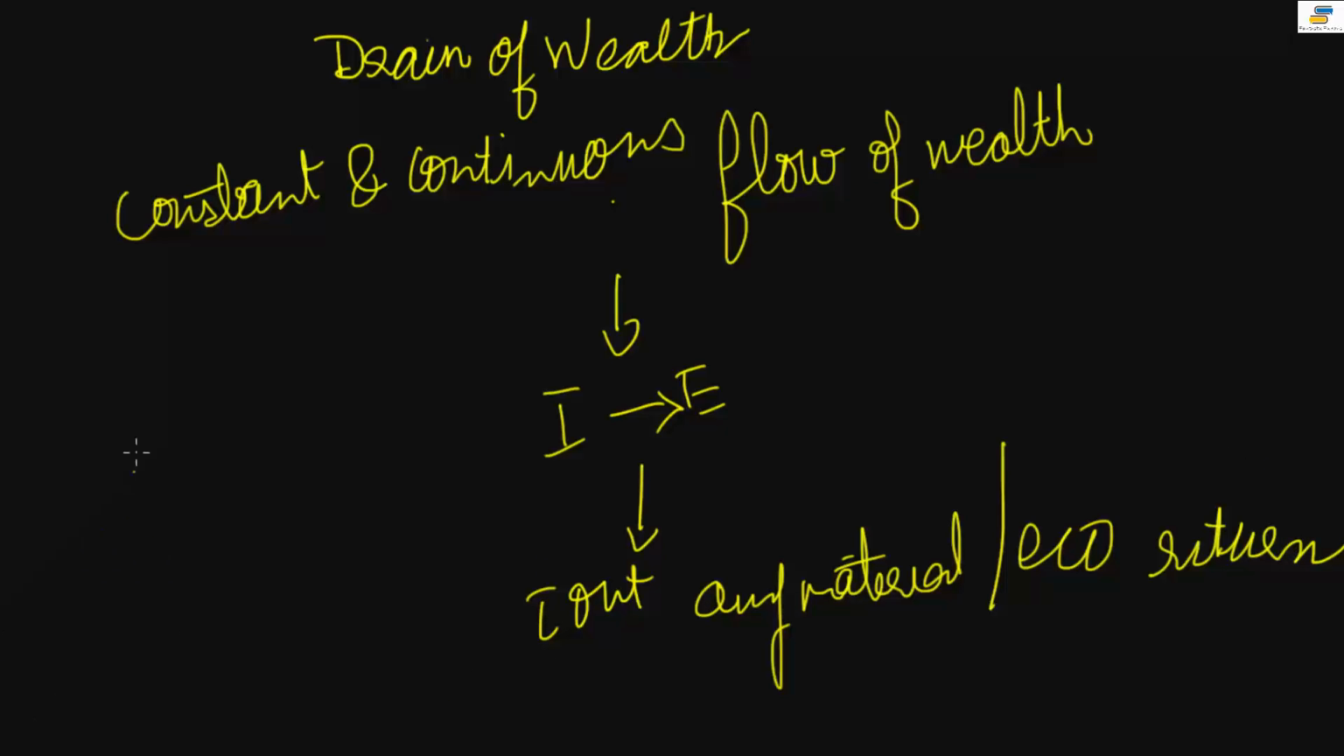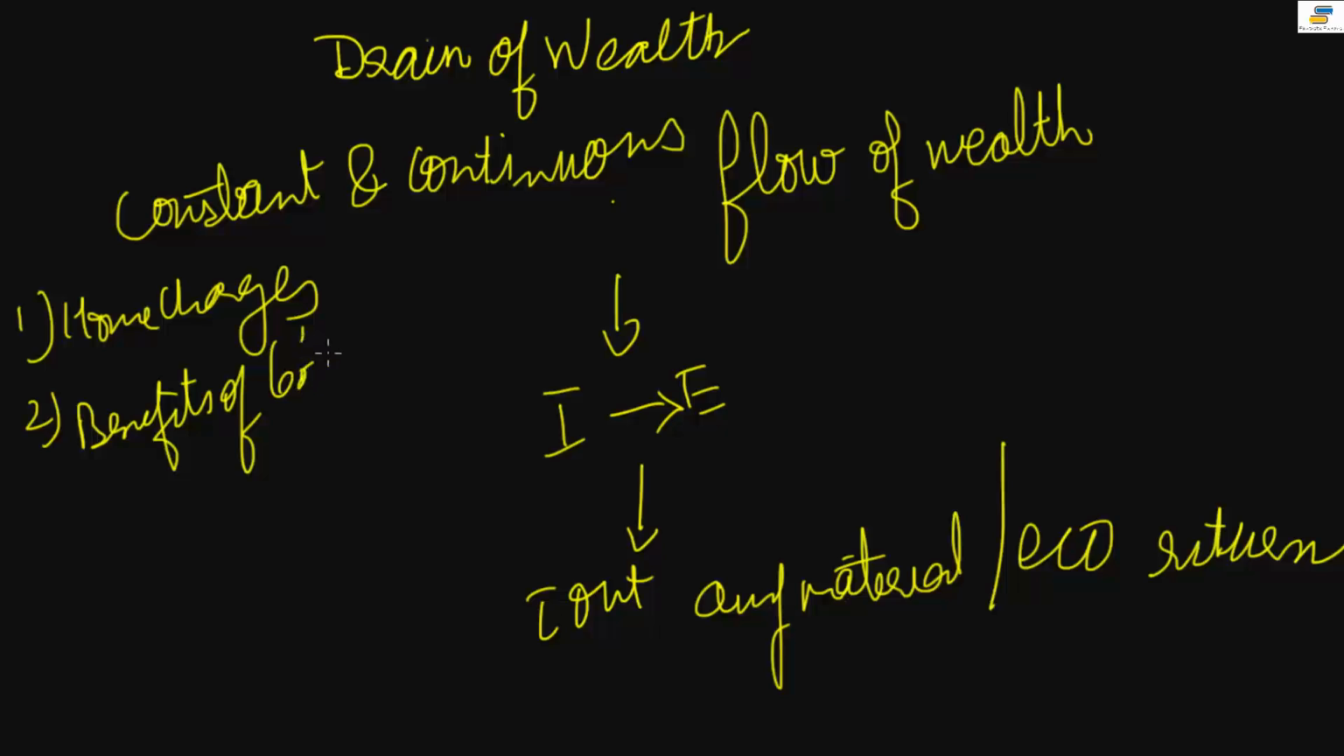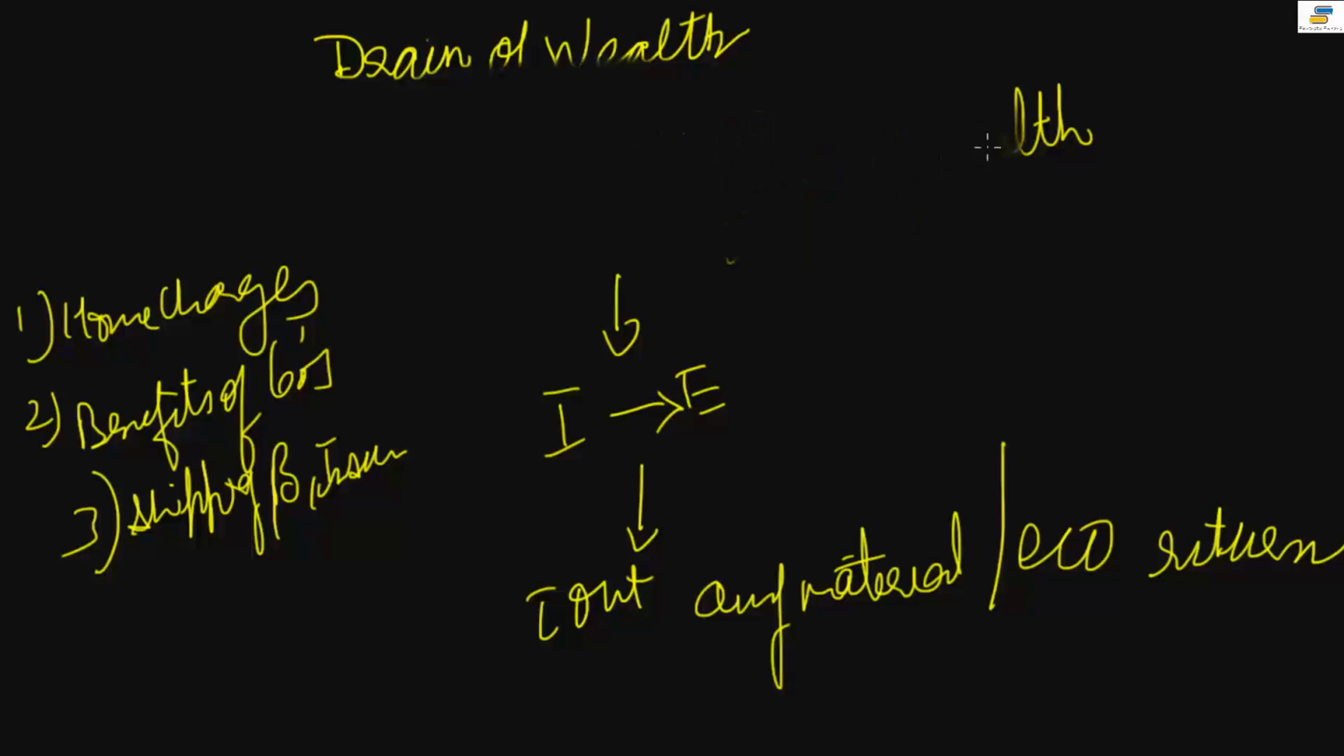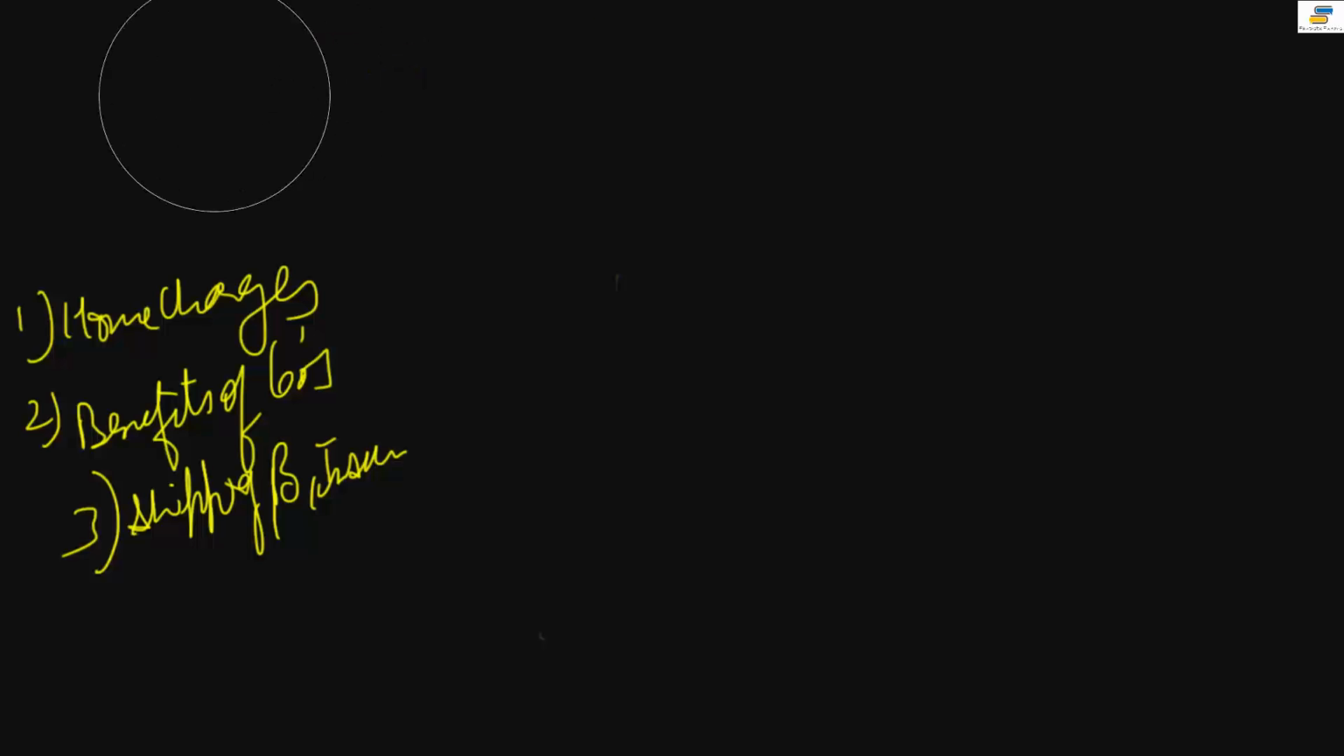Now it consists of 3 things about which I will talk over here. The first thing is the home charges, number 2 is the interest or benefits of companies on investments in India, and number 3 is related to shipping, banking, insurance. So these 3 things are related to it. Let me explain these 3 things term by term, first of all, home charges.